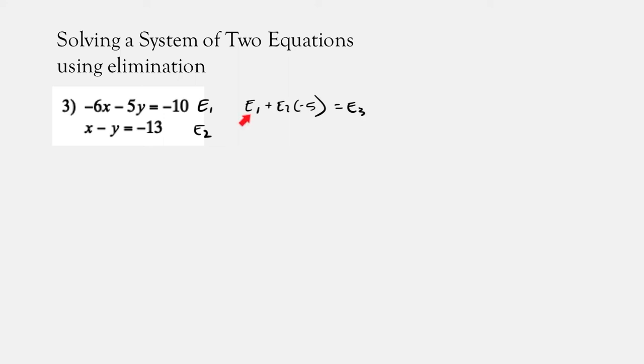So I'm going to take the first equation, negative 6x plus negative 5y equals negative 10. I'm going to add it to negative 5 times the second equation. That's going to give me a new equation. So for clarity, that's negative 5 times x, because I started with x in E2, minus y, negative 5 times y here, equals negative 5 times negative 13. That was from the second equation.